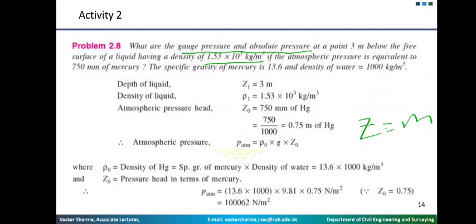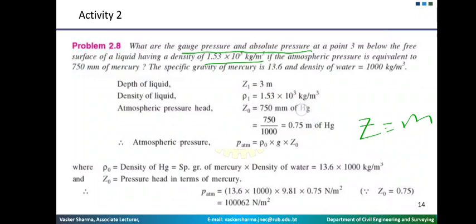So here basically we can understand that this liquid is not water, because its density is quite a bit higher than the density of water. It is 1.53 times higher. So the specific gravity of this liquid is given as a hint: it is 1.53, because it is 1.53 times more dense than water. Okay, so that's the thing.